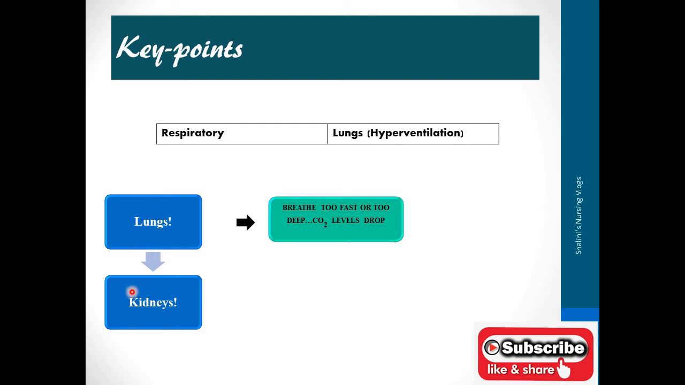The compensation is definitely by the kidneys. What do the kidneys do? They will try to excrete some amount of base, that is bicarbonate, and they will try to reabsorb protons, or hydrogen ions, to make sure the balance between the acid and the base is maintained.